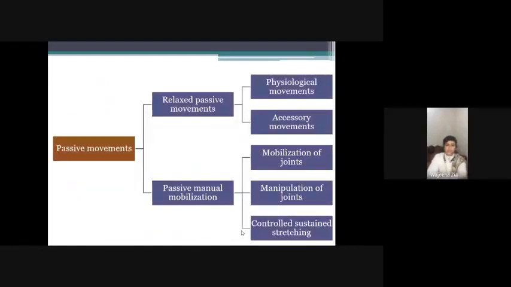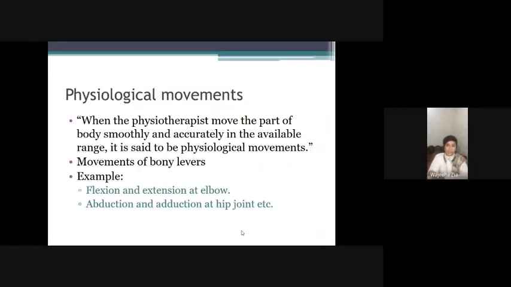Now the passive movements classification. It is mainly divided into two types, the relaxed passive movement and the passive manual mobilization. Relaxed passive movement is further divided into physiological movement and the accessory movement. And the passive manual mobilization is divided into three parts: mobilization of joints, manipulation of joint, and the controlled sustained stretching.